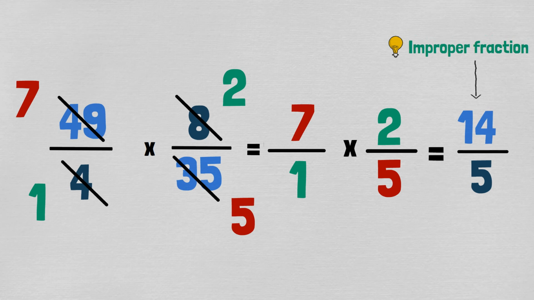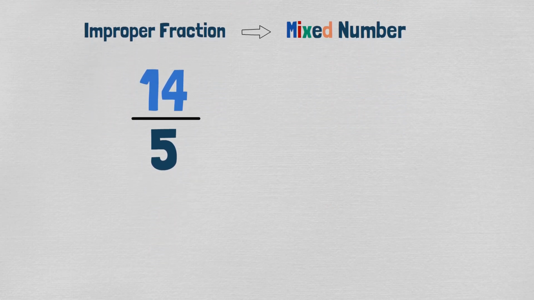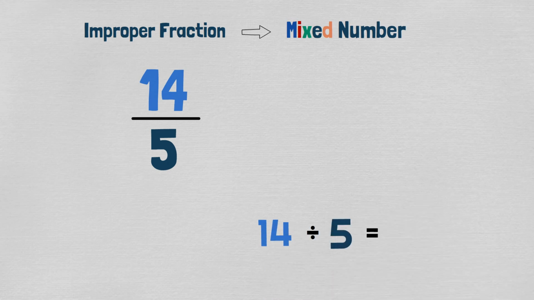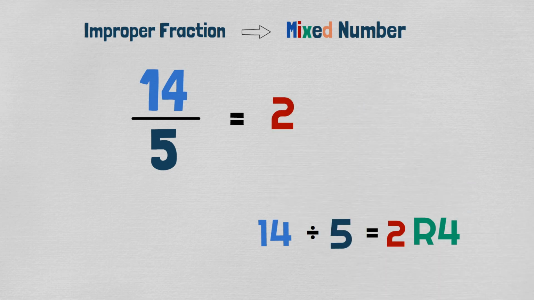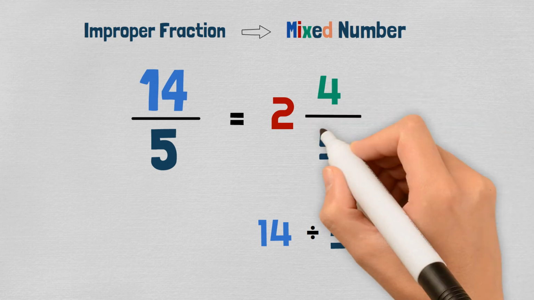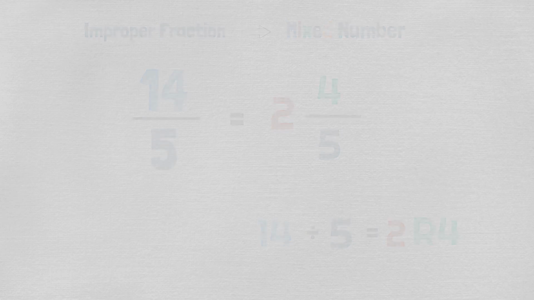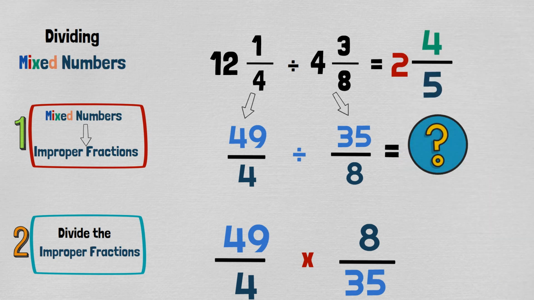Our answer, 14 over 5, is an improper fraction, so it must be converted to a mixed number. How do we do this? First, we divide the numerator by the denominator. 14 divided by 5 equals 2, with a remainder of 4. We use the number 2 as our whole number part, and we write the remainder 4 as a new numerator over the same denominator, 5. So our final solution of 12 1/4 divided by 4 3/8 is the mixed number 2 4/5.